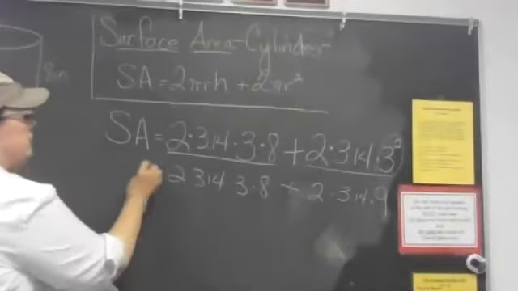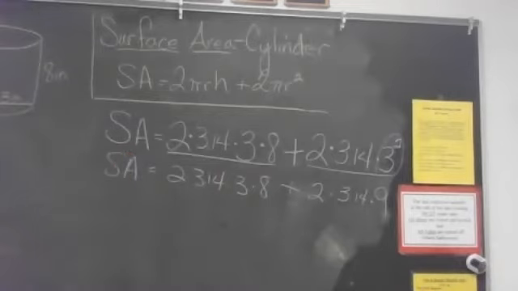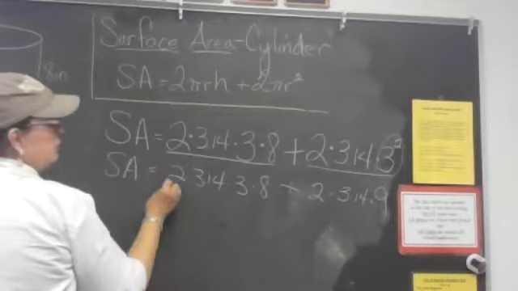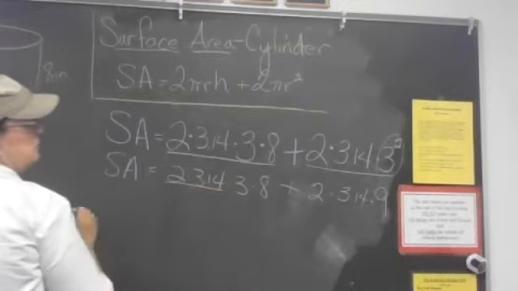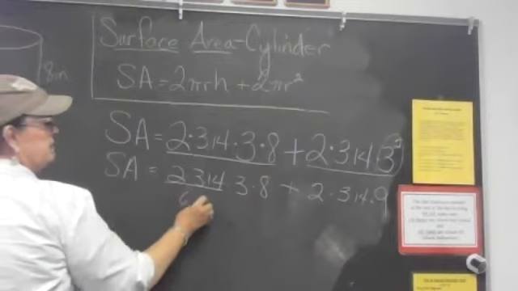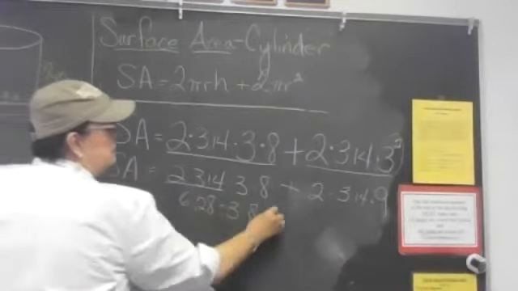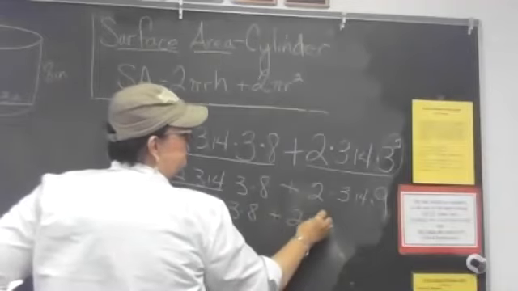Okay, I'm doing the order of operations. You guys can put it in if you're very careful. You can put the whole thing in your calculator. So by the time I get to the bottom, we should have the same answer. So I'm going to do multiply left to right. I have 6.28 times 3 times 8 plus 2 times 3 point.